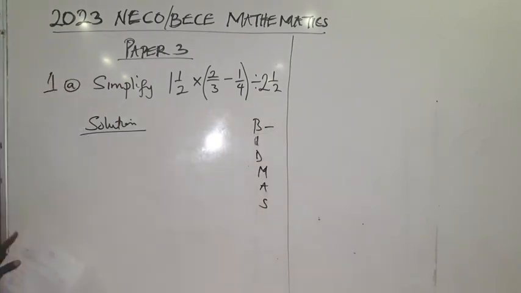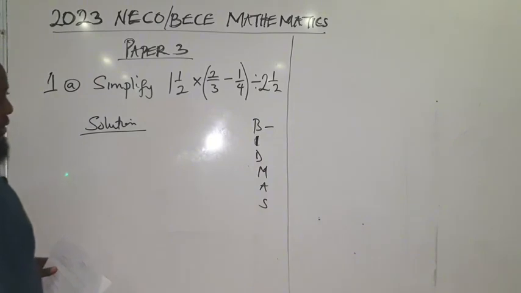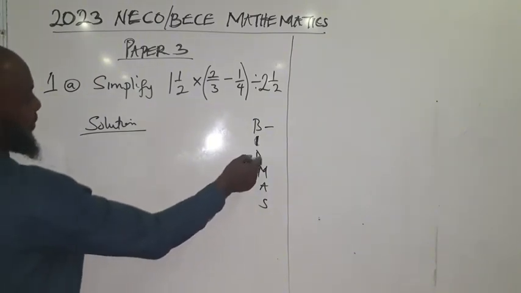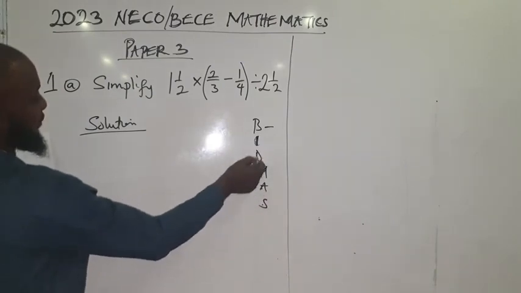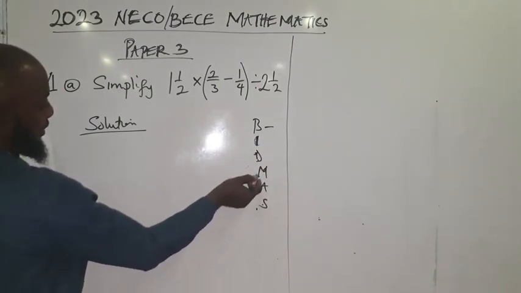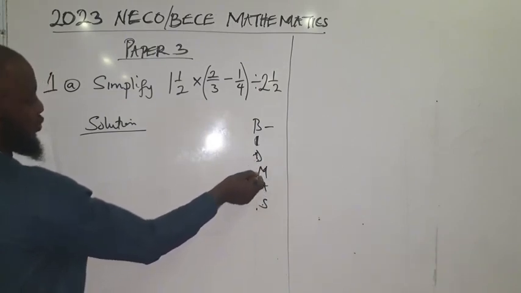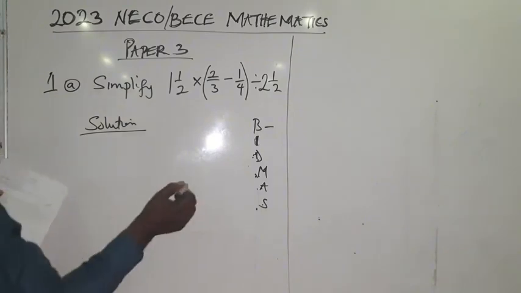We deal with what we have in the bracket first, then if we have indices, we deal with that, followed by division before multiplication, addition before subtraction. That is, division and multiplication must come before addition and subtraction. Multiplication may also come before division, it depends, so it's still the same, we get the same answer. So let's look at this.